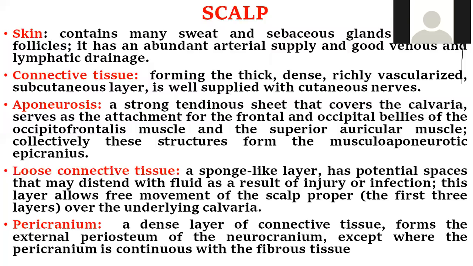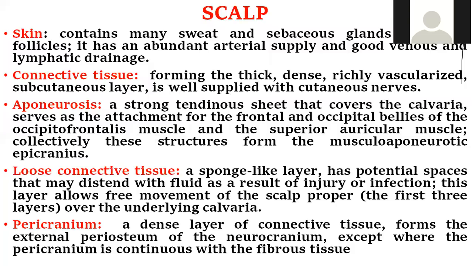The loose connective tissue is a sponge-like layer. It has a potential space that may distend with fluid as a result of injury or infection. And this layer allows for free movement of the scalp proper. So the first three layers are the scalp proper. So the loose connective tissue allows for movement.